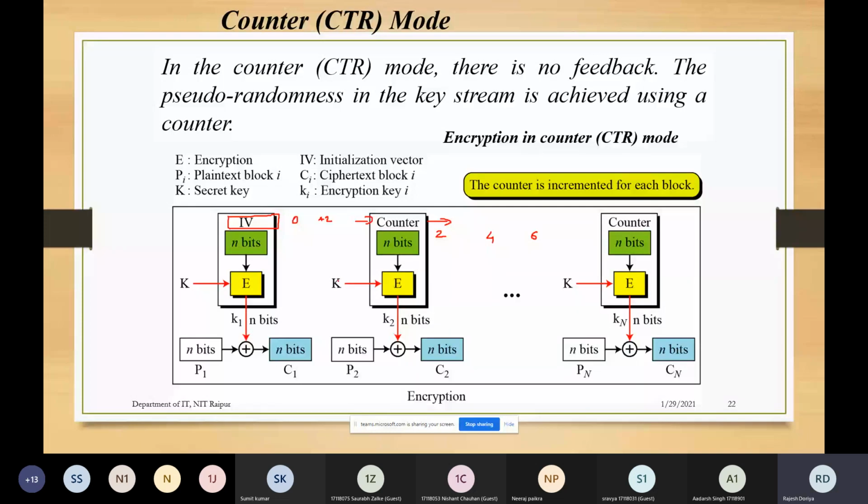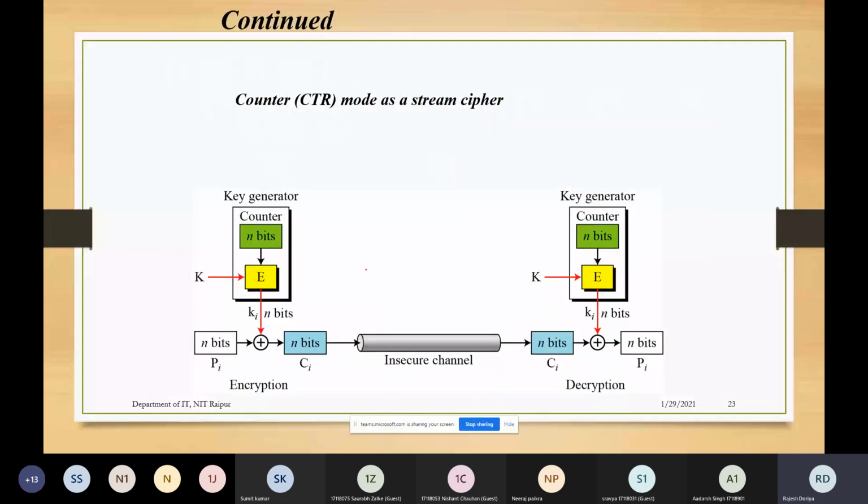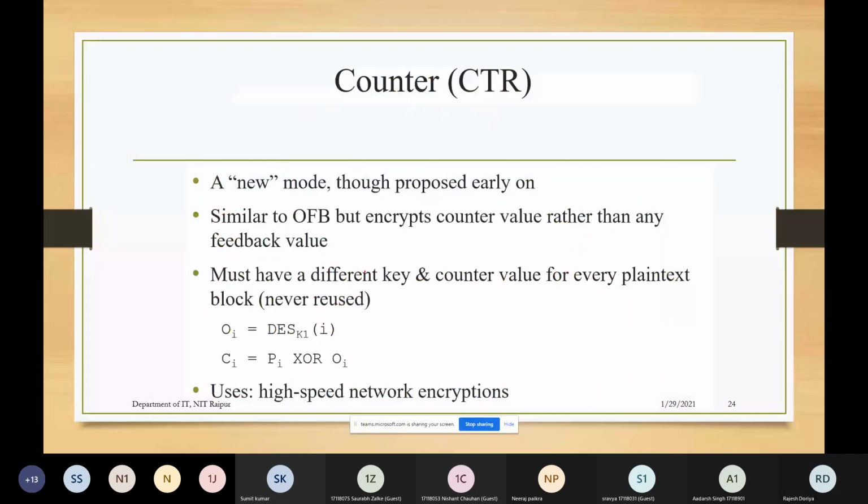Okay, so the things can be done parallelly, you can say. So this is how the counter mode looks like, and again one can choose some leftmost bits to treat it as a stream cipher. The thing which you have to note is that it is very much useful for high speed networks because the things can be done parallelly.